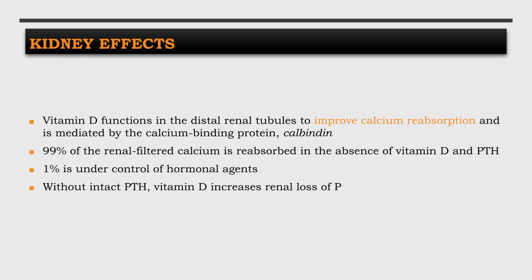In the kidney, vitamin D improves calcium reabsorption in the distal renal tubules, mediated by the calcium-binding protein, calbindin. While 99% of filtered calcium is reabsorbed without vitamin D, the remaining 1% is hormonally controlled. Without intact PTH, vitamin D increases renal loss of phosphorus.